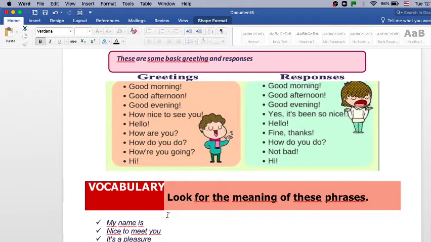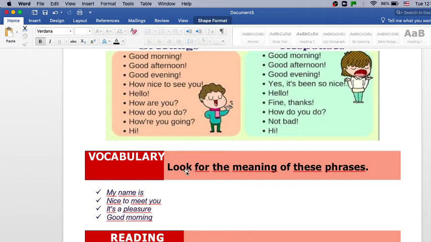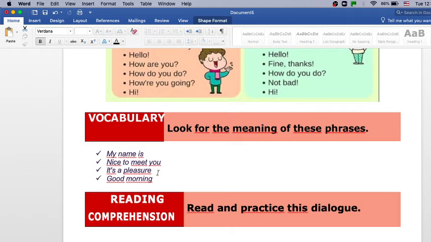Vocabulary. This is also part of the vocabulary, so I want you to review this whenever you have time or when you're on your English class on Edmodo. I want you to look for the meaning of these four phrases. Please go grab a dictionary or your phone and then find the meaning of these if you don't know them. If you know them, just post the meaning of them on Edmodo.